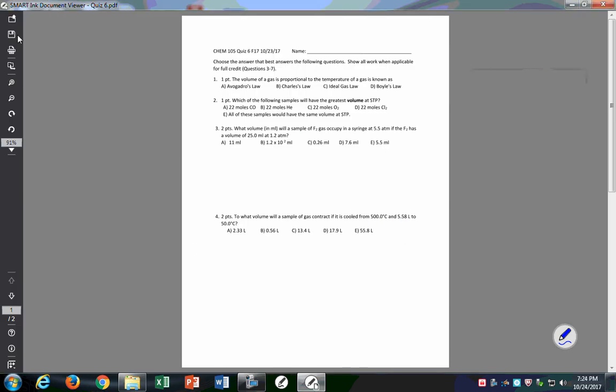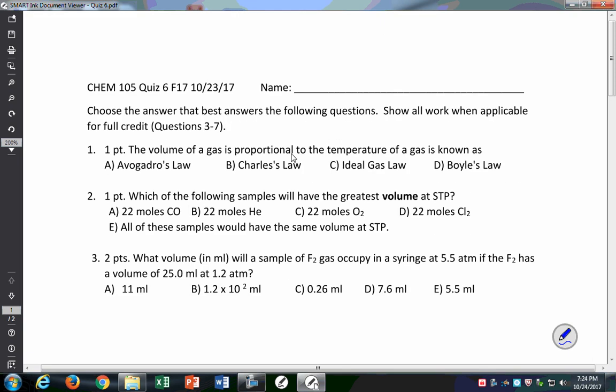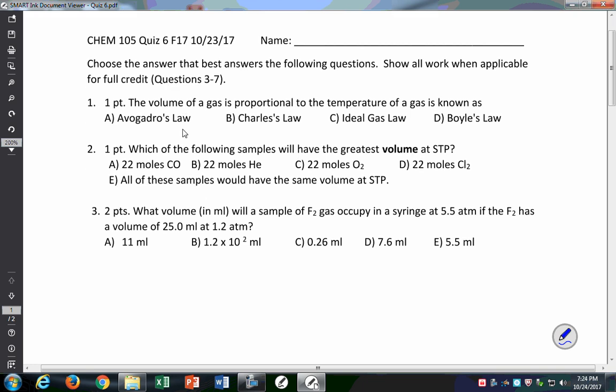Okay, let's go through this last quiz. Volume of a gas is proportional to the temperature. Which law is that? Charles. Boyle is our pressure and volume. And Avogadro's has to do with our moles. So that's what you're looking at. And your ideal gas law is everything.